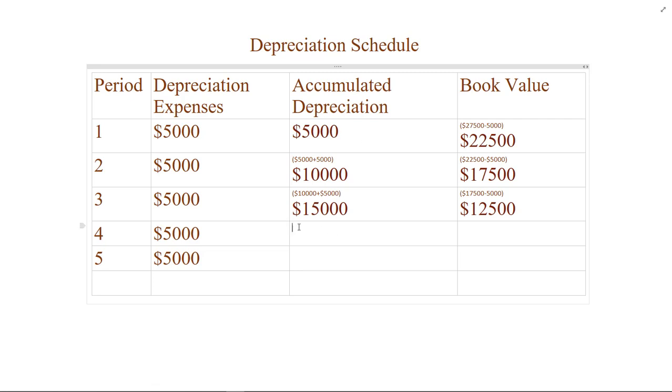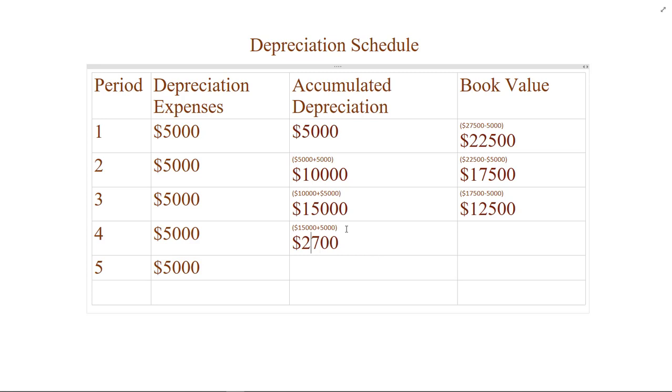So coming to the next year, the fourth year, in the fourth year again we have 5,000 depreciation expenses. And how much depreciation did we have before? That was 15,000. So 15,000 plus 5,000, which is the total depreciation expenses or accumulated depreciation, that's equal to 20,000. It means the total value of the asset has depreciated by 20,000.